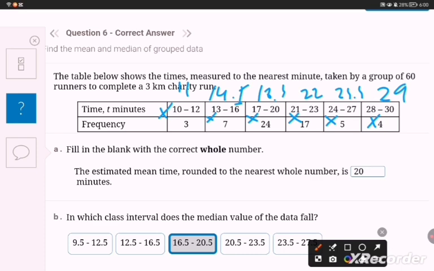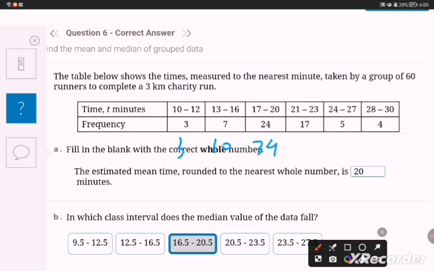Okay? So now they want you to find the median. So you're just going to do 60, because that's the total frequency, plus 1, over 2. And you get 30.5. That's the term where you're going to find your median. Now, to find your actual median, you have to do the cumulative frequency. So 3 plus 7 is 10, plus 24 is 34.